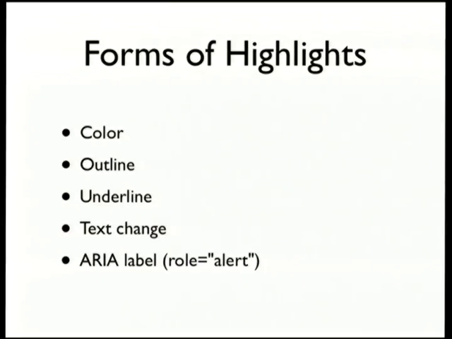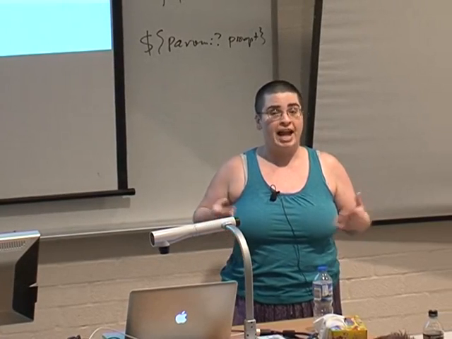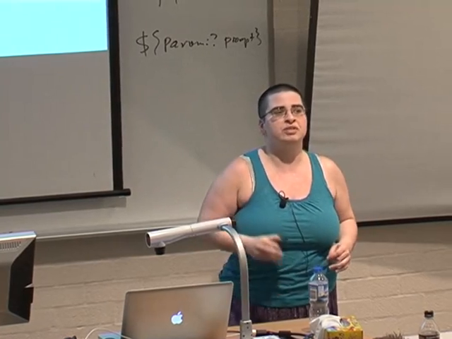You can change the color. But again, remember your color contrast and don't just rely on color. You can change the outline of the element. You can throw it up in a box and give it a dotted or dashed outline. You can underline it. If you have an error that you want to call to the user's attention, you can change the text around something and pop up a little post-it note to the side saying "error." You can give it an ARIA label. There is an ARIA role for alert, and that is there to indicate that something has changed. This is an error. This is an alert. This is something you should pay attention to. The more of these you can use in any single interaction, the better.